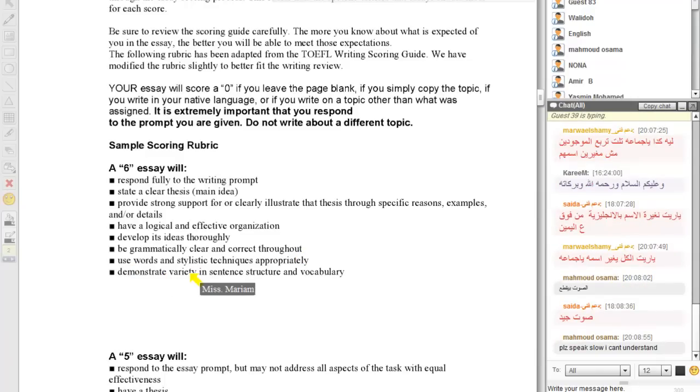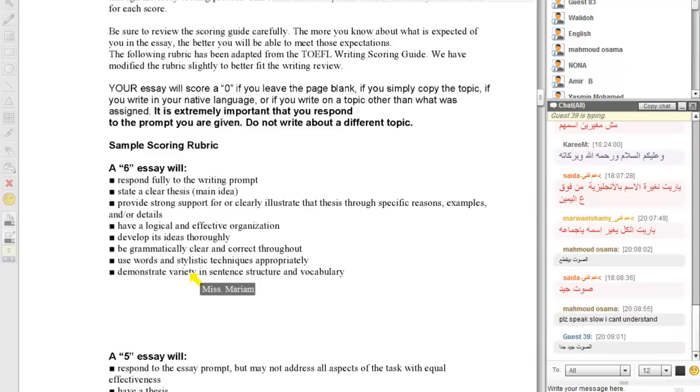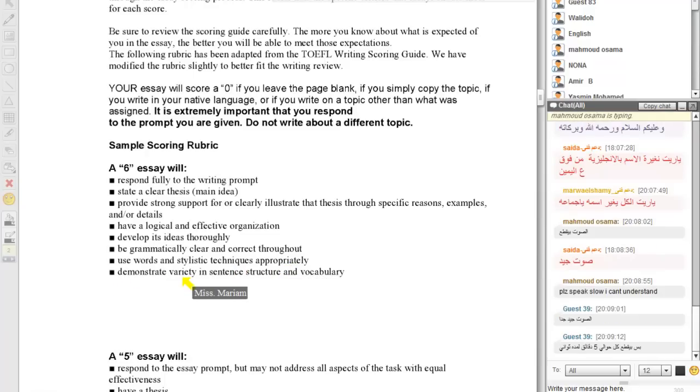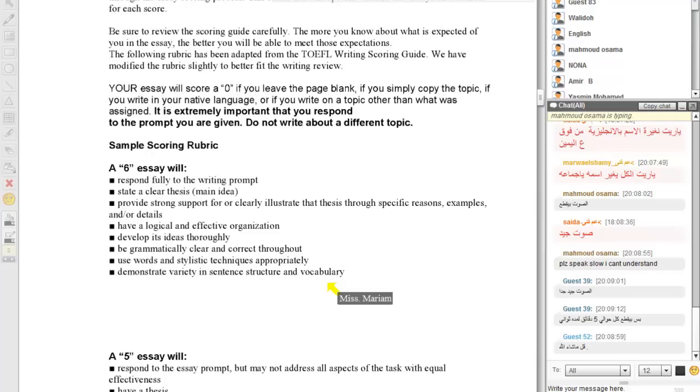Use words and stylistic techniques to make your writing style appropriate and nice, and to demonstrate variety in sentence structure and vocabulary.